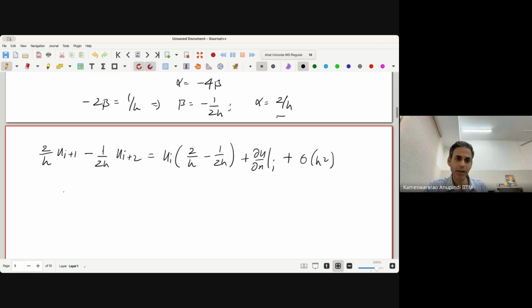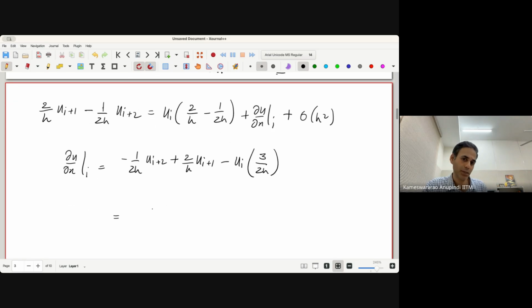Then what would be my dou u dou x at i? I can write here, this is going to be minus 1 by 2h u(i+2) plus 2 by h u(i+1) minus u_i times, if you take 2h out common, then this is going to be 4 minus 1, 3. So this is going to be 3 by 2h, right? That means I can write this as minus u(i+2) plus 4 u(i+1) minus 3 u_i divided by 2h plus order h square. Okay, that is dou u by dou x at i.